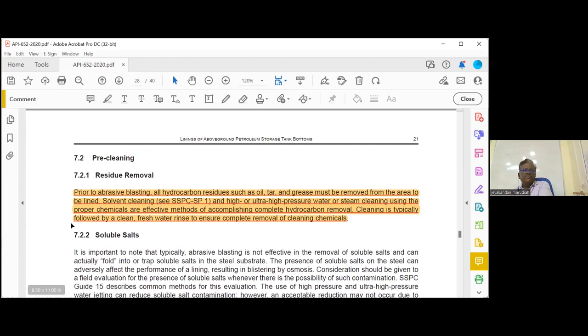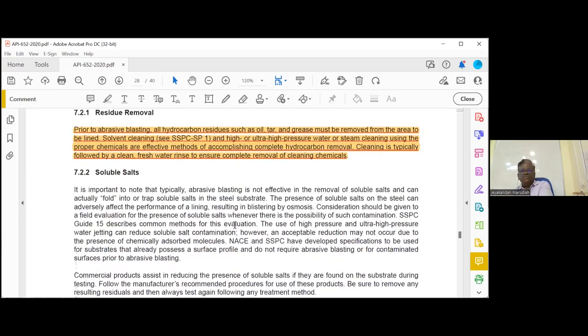Then pre-cleaning. Prior to abrasive blasting, all hydrocarbon residues such as oil, tar, and grease must be removed from the area to be lined. Solvent cleaning and high or ultra high pressure water or steam cleaning using the proper chemicals are effective methods in accomplishing complete hydrocarbon removal. Cleaning is typically followed by a clean fresh water rinse to ensure completeness. So you have to first clean it before this blasting.